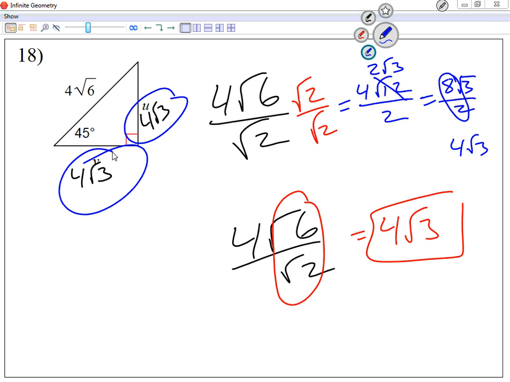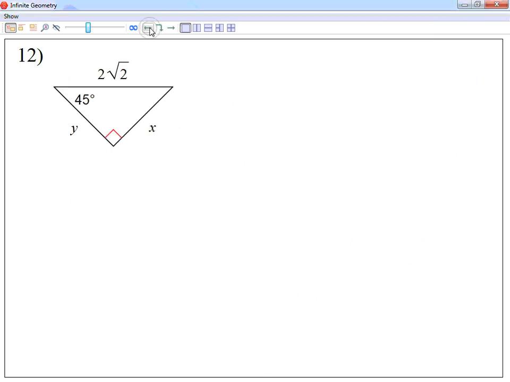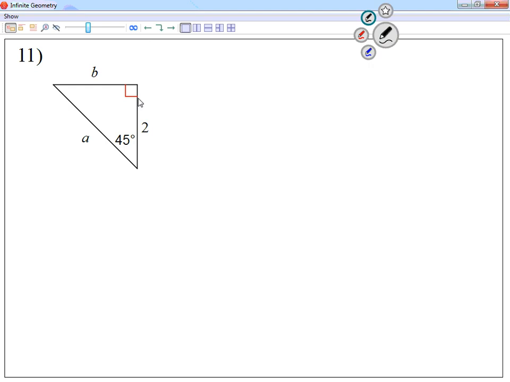Yes? Number 11? Looking at number 11, we know B is 2, right? Because those sides are equal. For the hypotenuse, I'm going to go 2 times radical 2, which is already simple, and then that's it. Yep. So 2 radical 2.